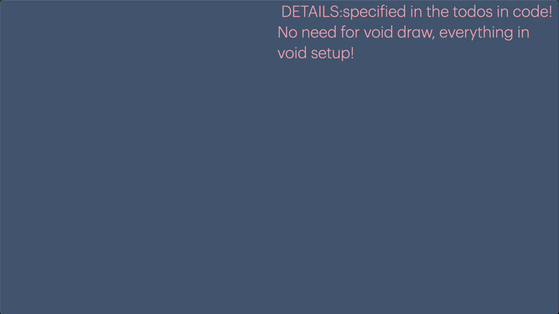So feel free to read those too, but I wanted to take a second to explain what you will see in those processing comments, because it looks like a wall of text when you actually see it. The details are specified in the to-dos and code. No need for void draw on this project. Everything can just be in void setup, okay?